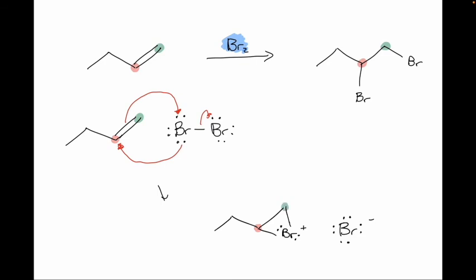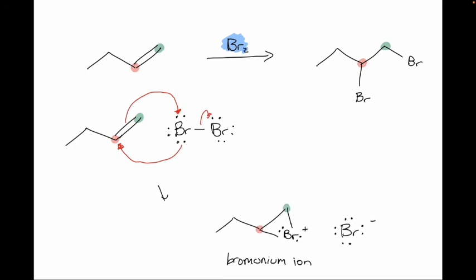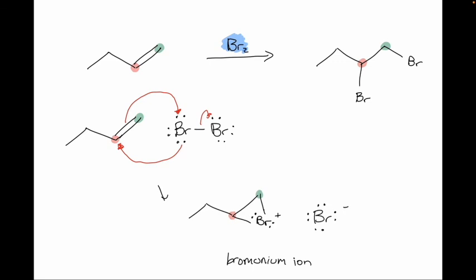All right, this forms what's called a cyclic intermediate. You've created this three-membered ring with two carbons and a bromine. It forms a little triangle looking thing. It's got a cool name. This is what we call a bromonium ion. All right, those are the intermediates for those reactions. This cyclic bromonium ion.